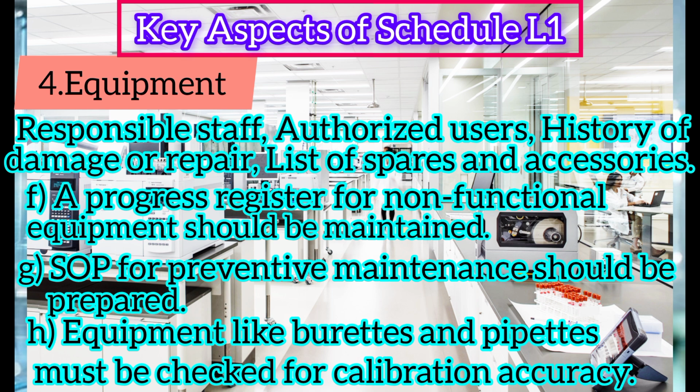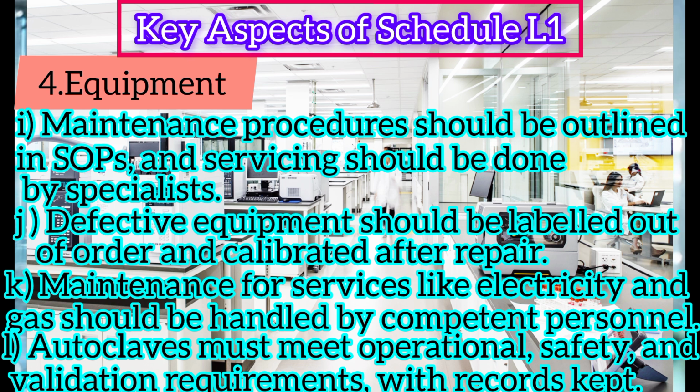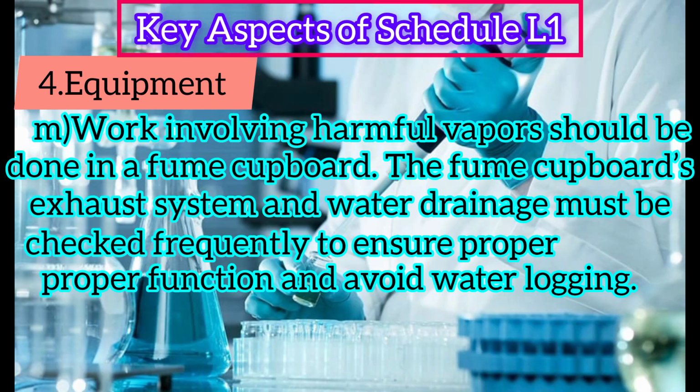H. Equipment like burettes and pipettes must be checked for calibration accuracy. I. Maintenance procedures should be outlined in SOPs, and servicing should be done by specialists. J. Defective equipment should be labeled out of order and calibrated after repair. K. Maintenance for services like electricity and gas should be handled by competent personnel. L. Autoclaves must meet operational, safety, and validation requirements, with records kept. M. Work involving harmful vapors should be done in a fume cupboard. The fume cupboard's exhaust system and water drainage must be checked frequently to ensure proper function and avoid waterlogging.